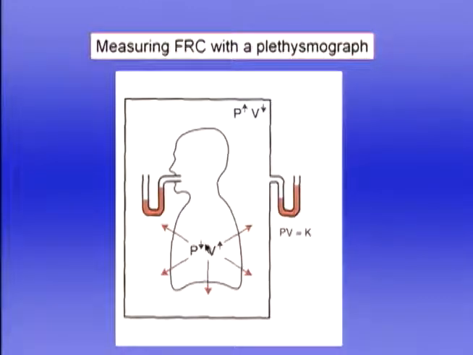Then we apply Boyle's law again to the gas in the lung. We measure the pressure in the airway when he makes this inspiratory attempt, and by using Boyle's law again, we can get at the FRC. So that's a way that's frequently done, measuring the FRC, which, for example, is usually greatly increased in COPD.